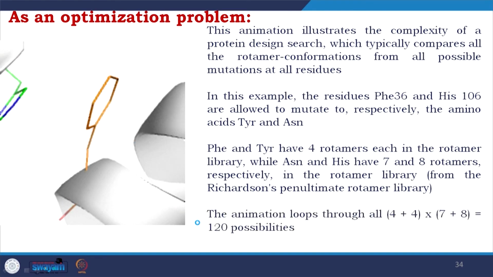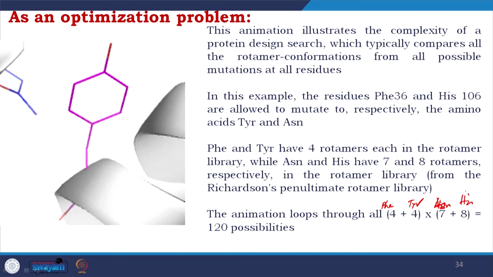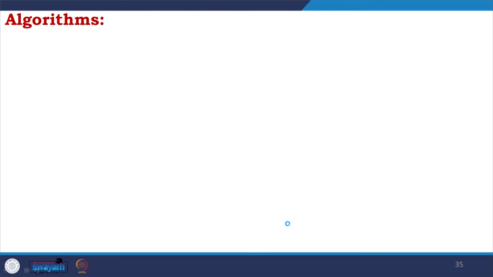So, the animation loops through 4 for phenylalanine, 4 for tyrosine, and then 7 for asparagine and 8 for histidine. So, 8 into 15 equals 120 possibilities.